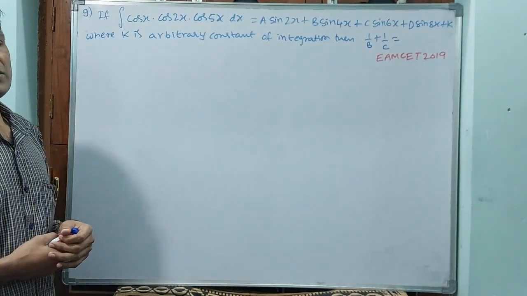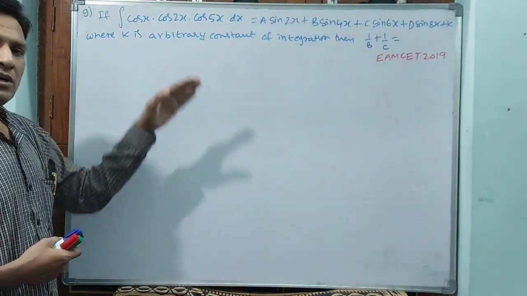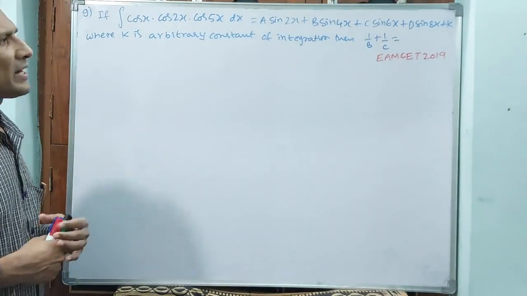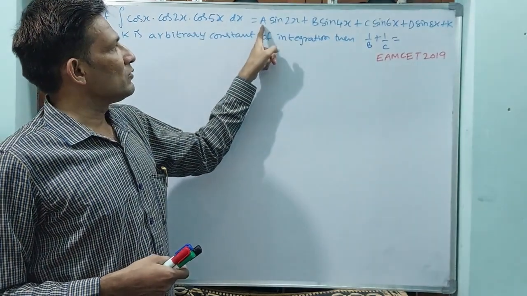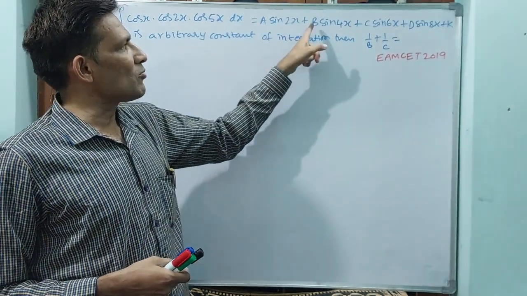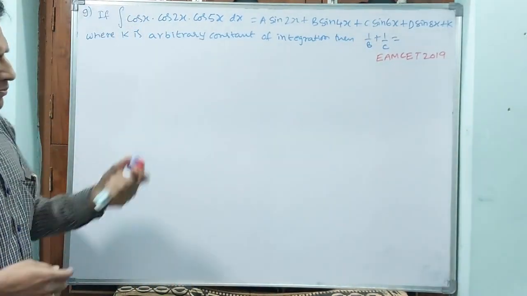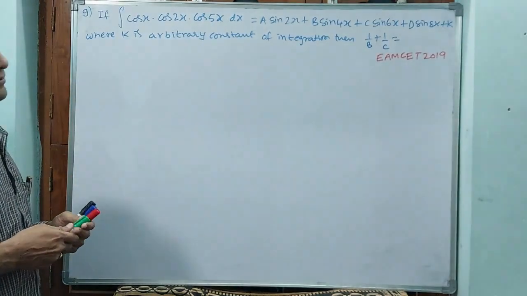Why? Because see, 2 cos a cos b is equal to cos of a plus b plus cos of a minus b. Cos, if you integrate, automatically only sin will come. That we know, we will proceed accordingly. But see, in the answer values will come. Those values, you have to see the coefficients. Coefficients you have to take, and 1 by b plus 1 by c you have to take. Okay. Let us proceed. This is not that much difficult a question. Easy question only. Let us solve.